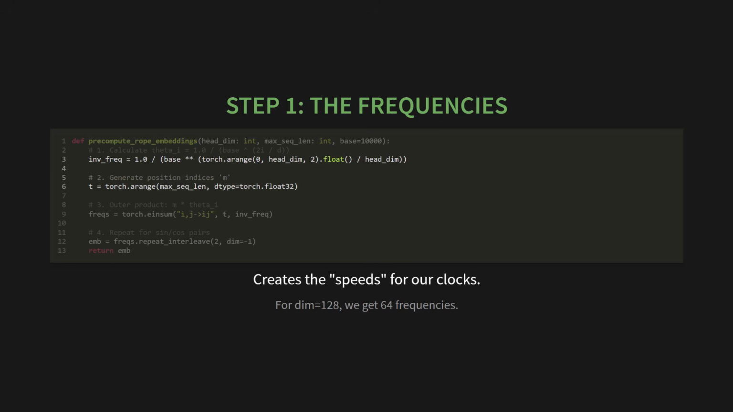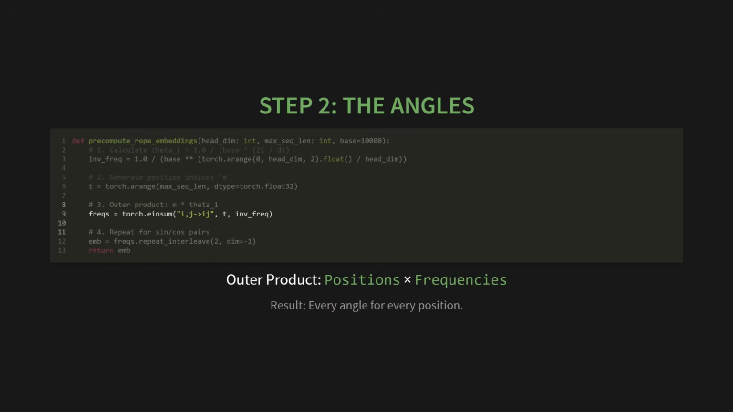Next up, the angles. For this, we need the positions. We create a tensor t that just holds our position indices, 0, 1, 2, 3, and so on, up to the maximum sequence length. And now for the core operation. We calculate the final angles using an outer product. This line, torch.einsum("i,j->ij", t, inv_freq), is a super efficient way to multiply every position by every frequency.